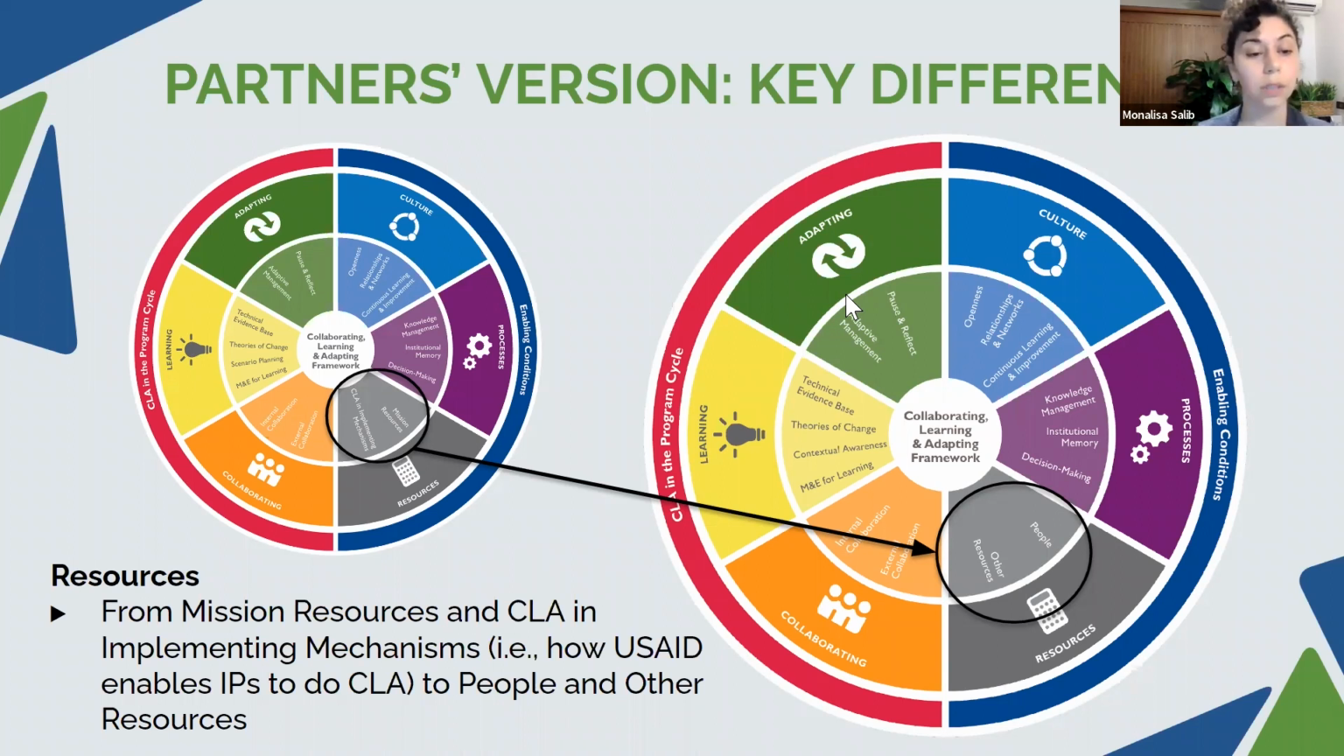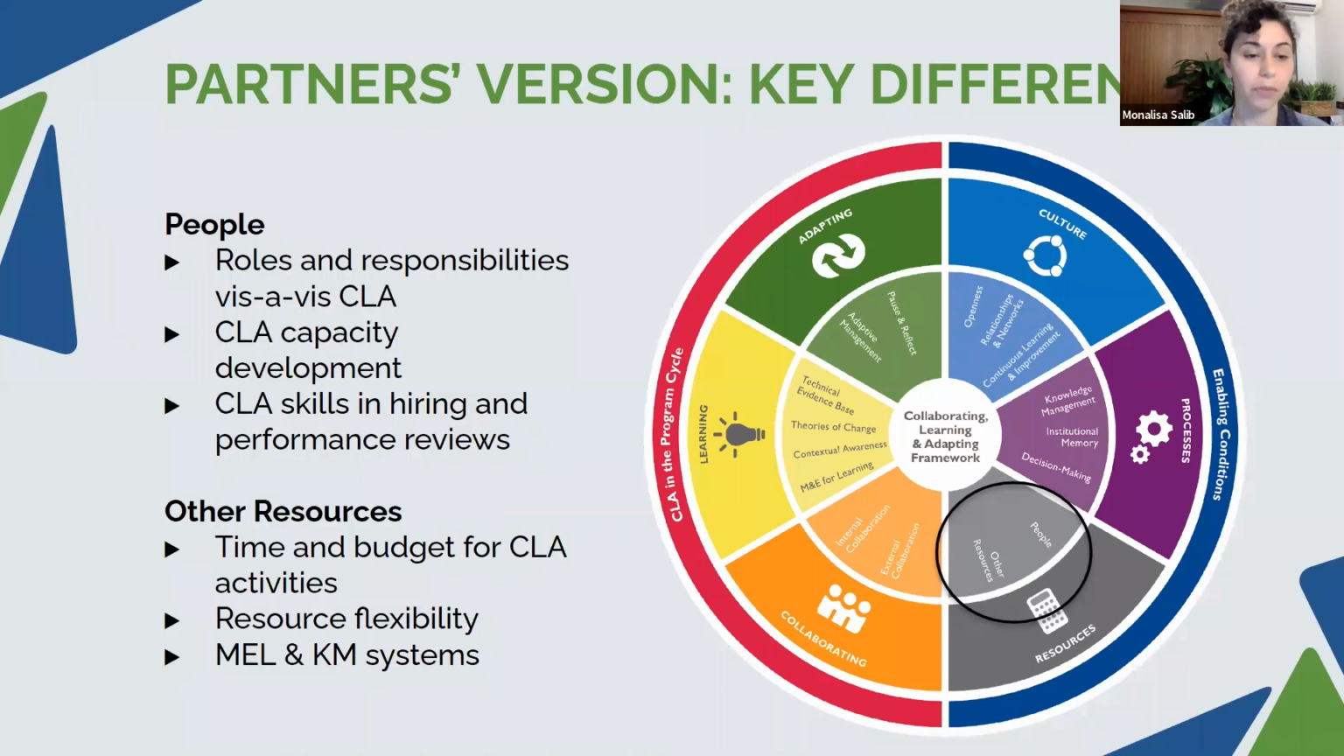So the way we broke it down was between people, the people resources, the human resources, and then another category of other resources. Unfortunately, we couldn't come up with another name for other resources, so maybe uncreatively called other resources, but it captures everything that's not related to the people.